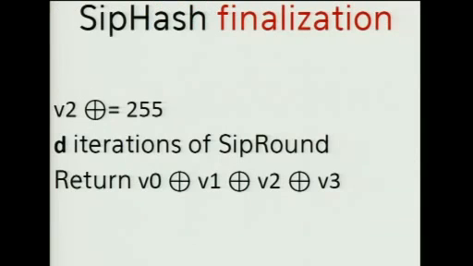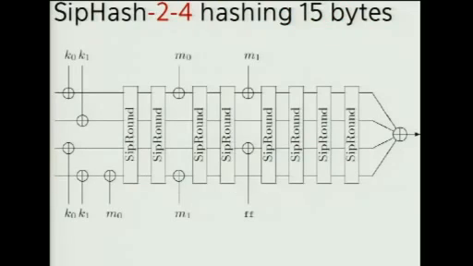And the finalization is just XORing the byte 0xFF, doing D iterations of sepround, and XORing the 4 state words together and returning the 64-bit value. So quite simple. We have this C and D value that are not fixed. We propose SipHash-2-4. So for each message word, you make 2 rounds of SipRound, and you finish with 4 rounds of SipRound. So we make the same function at each round. You just have to implement SipRound and iterate it.